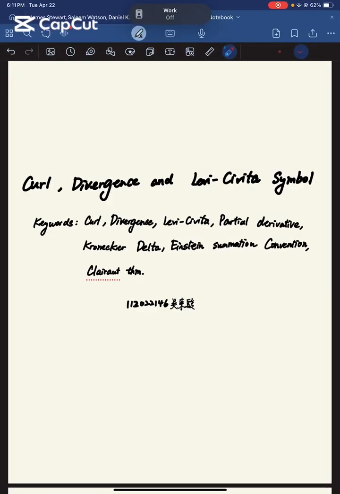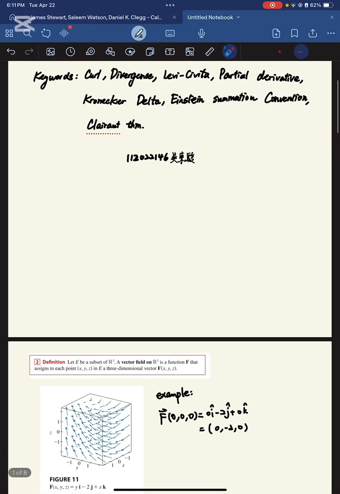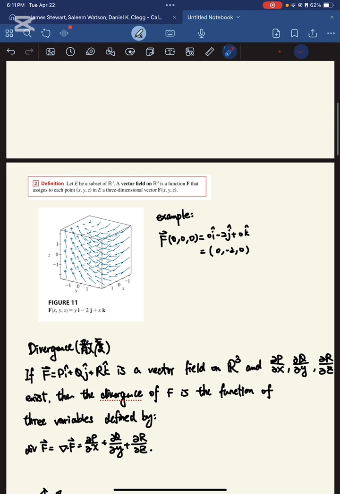Hello everyone, my name is Wu Dongjun, and today we're talking about curl, divergence, and the Levi-Civita symbol. Before we talk about curl and divergence, let's first take a look at vector fields. And what is a vector field?